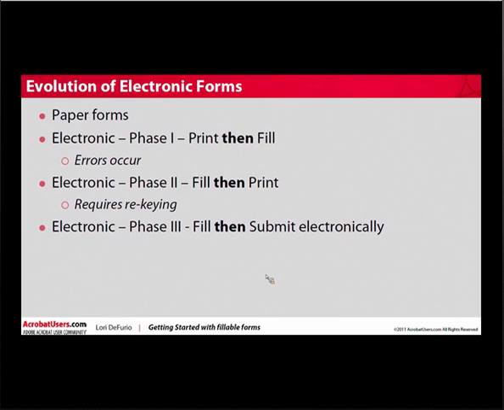Phase 2 is to make it fillable. Great, so all of a sudden I've got a fillable form online, but then I have to print it out and mail it in or drop it off. Again, that sometimes requires rekeying, and that's a chance for more errors to come in and be more costly. Where we are today, what I like to call utopia, is that you're filling and submitting electronically. And that's exactly what Rebecca and I are going to talk about today.